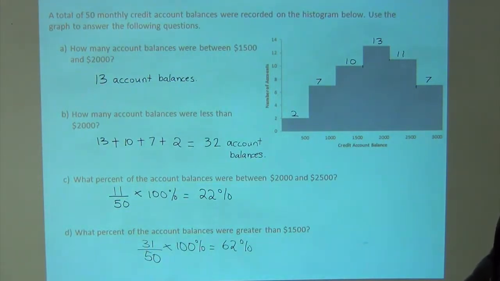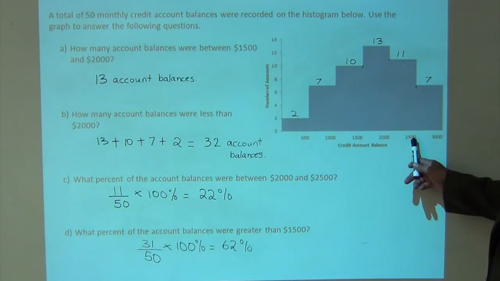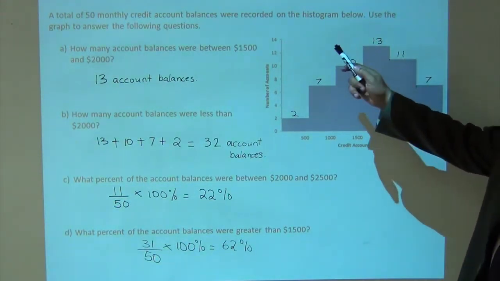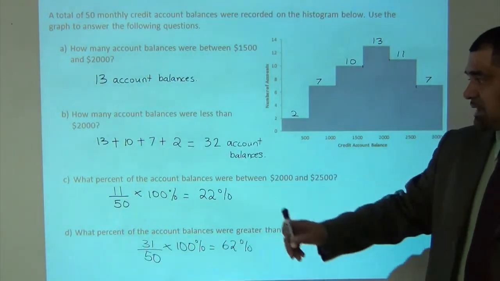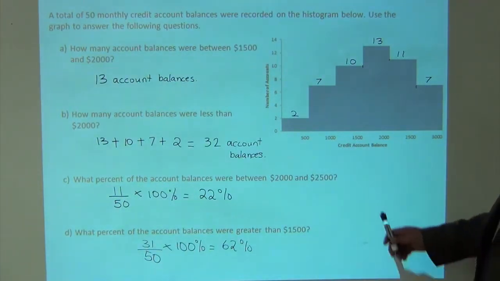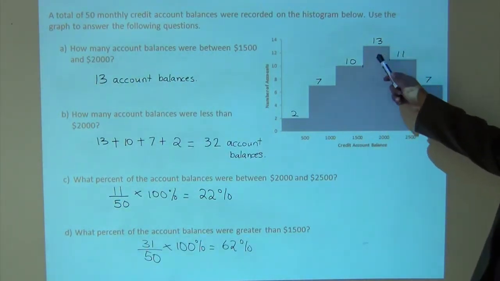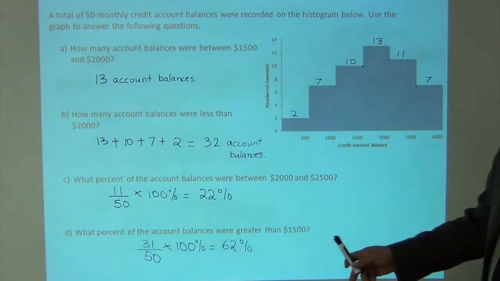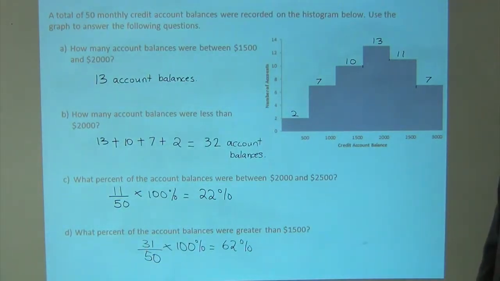The third one, what percent of the account balances were between 2000 and 2500? And remember, they're asking for the percent. So between 2000 and 2500, we had 11. And since the monthly accounts were 50, it's 11 over 50 times 100%. That gave us 22%. And the last one, what percent of the account balances were greater than 1500? So greater than 1500, we have 13, 11, and 7, which was a total of 31 account balances. So 31 over 50 times 100% gives us 62%.